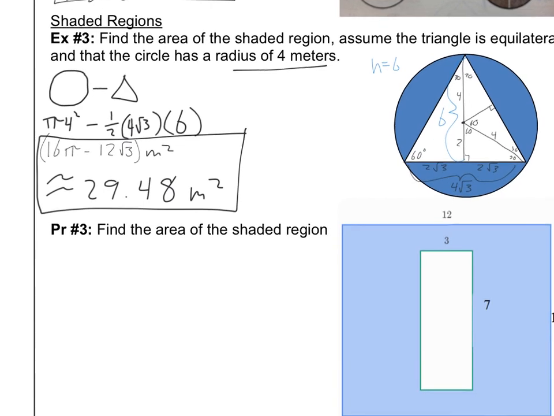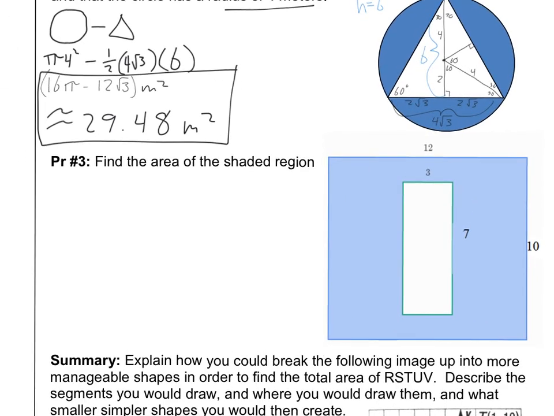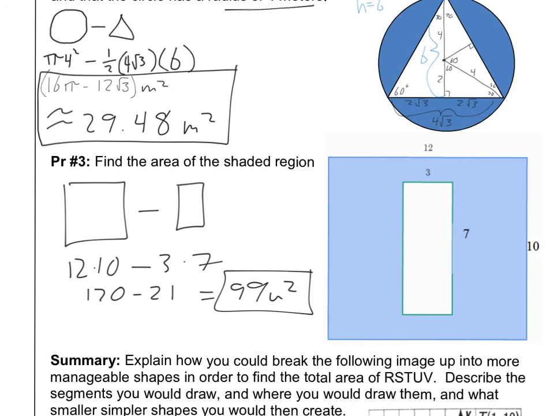So, I want you guys to try practice number 3 on your own. It's a lot simpler. It's just a rectangle inside a rectangle, so go ahead and give it a try. Okay, so that should have been pretty easy. Big rectangle minus a small rectangle to get the area of the shaded region. The big one's 12 times 10, so it's 120. The small one's 3 times 7, so it's 21. And 120 minus 21 gives you 99 square units.